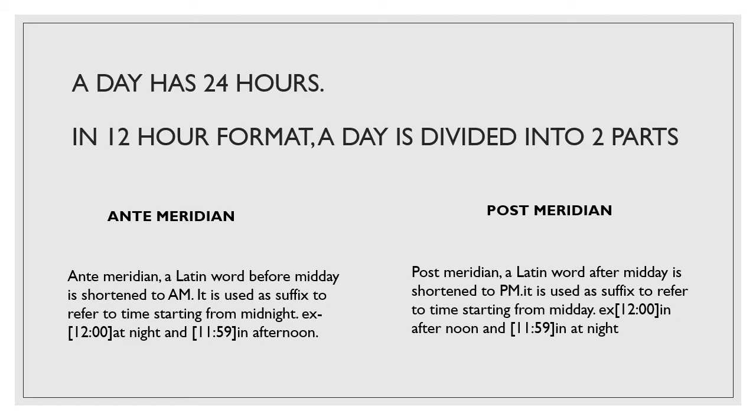It is used as a suffix to refer to time starting from midnight. Example: 12 o'clock at night and 11:59 in the afternoon. These are antemeridian, which means it can be written as 12 o'clock AM and 11:59 AM. It can be easily represented now.